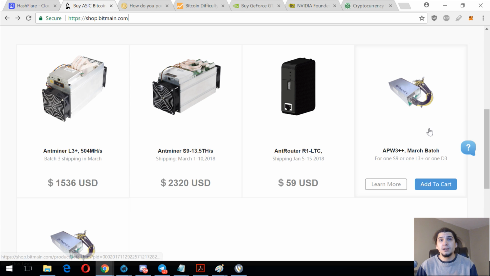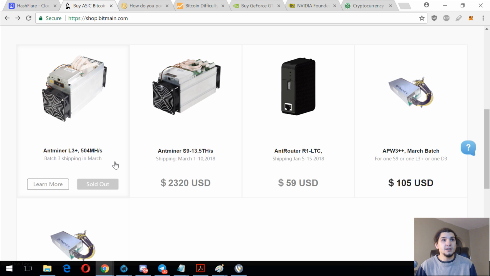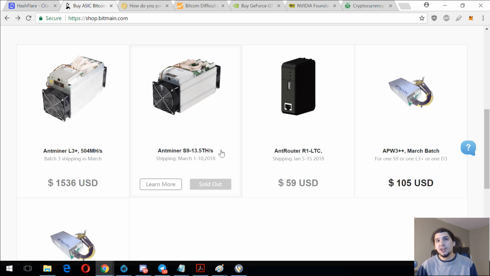Of course, you've got to get a power supply with that. So I'm going to do a little bit of math here with you guys right now. Let's say we're going to buy an Antminer S9 and we want to know the profitability of it, right? 13.5 terahashes, okay? When you're looking at miners, same thing with cloud mining, what you're looking at is the hash rate, okay? So the hash rate, you're looking for something like this: this is 504 megahashes, this is 13.5 terahashes.